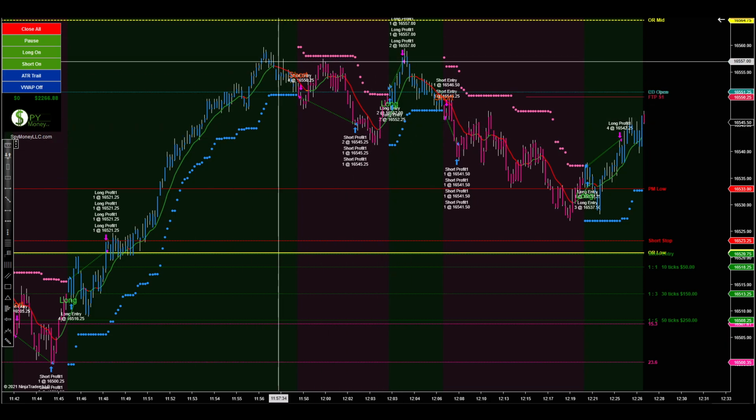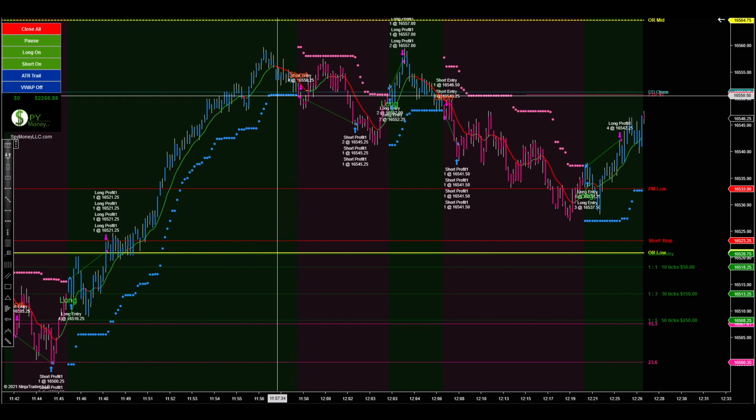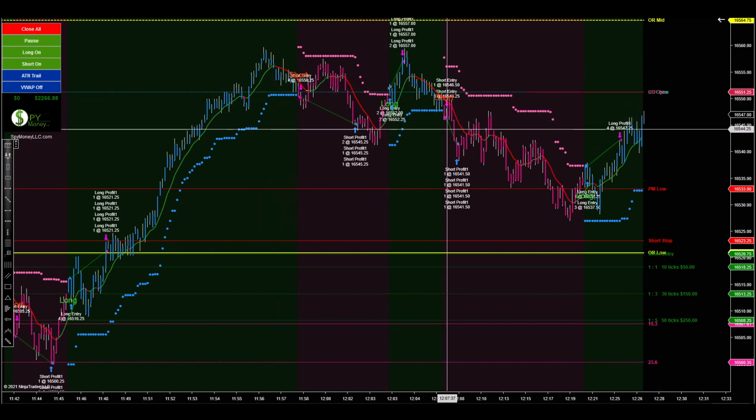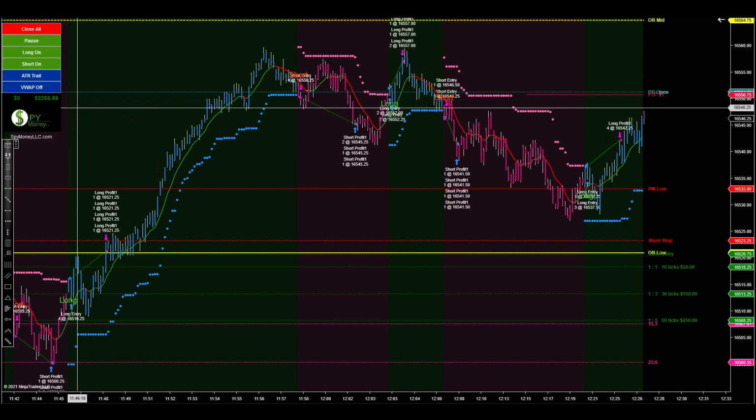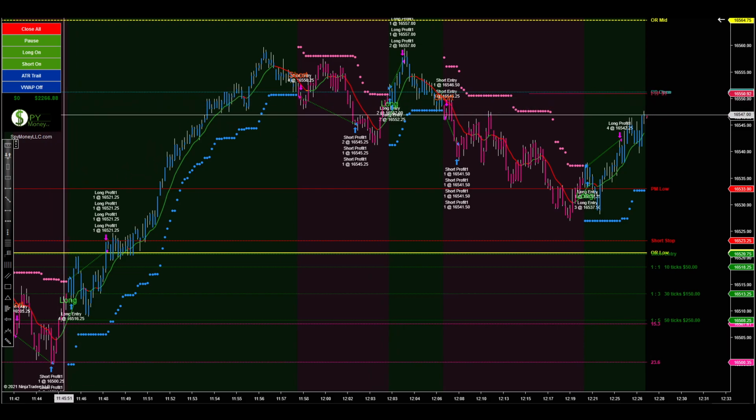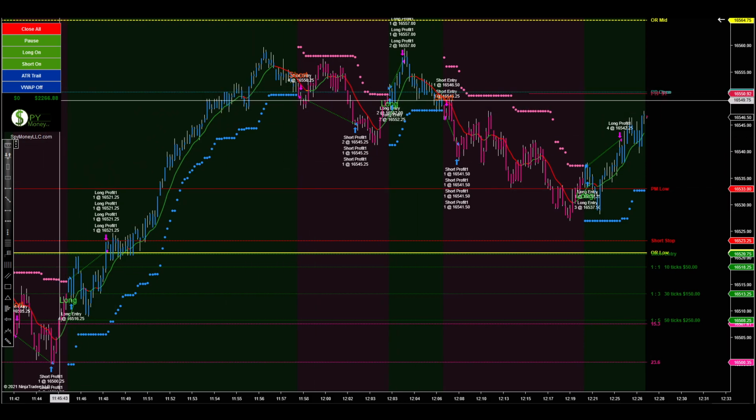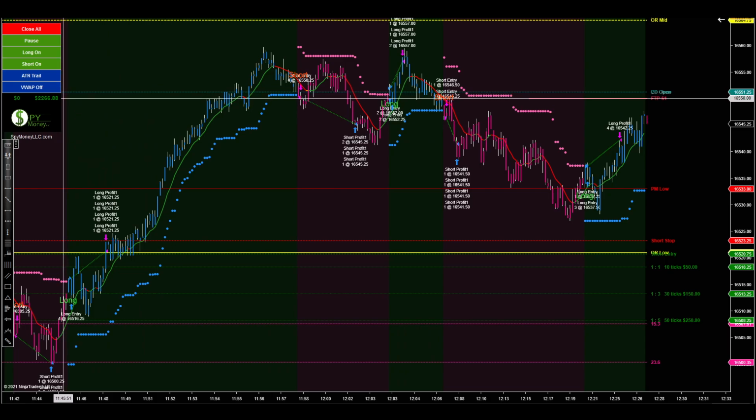One thing you can do is run this on an Apex funded account. If you have one, you can run it on that and make money with that. If you do the $50,000 account, in less than an hour, you're almost to your profit goal. You only need $3,000 on a $50,000 account.